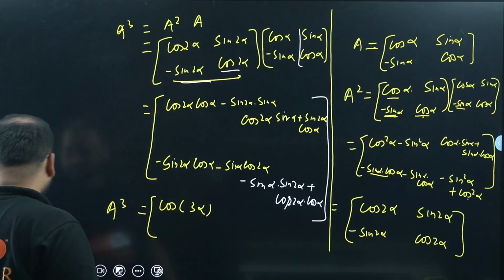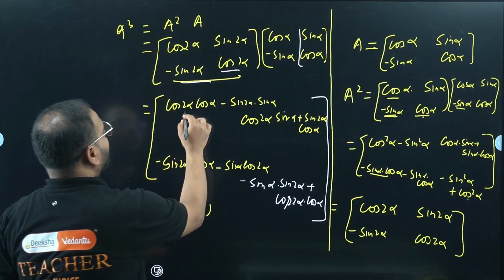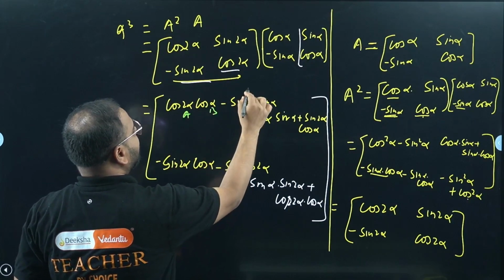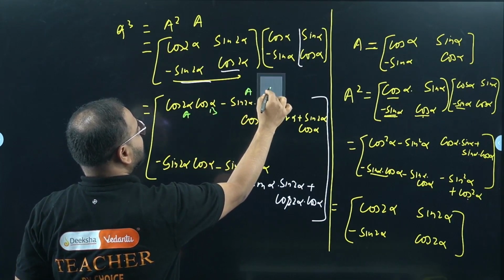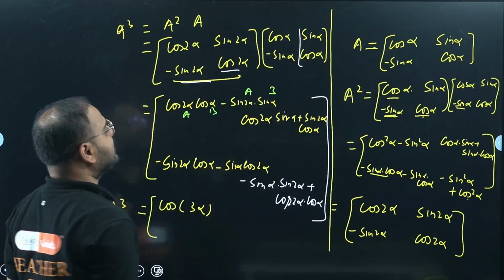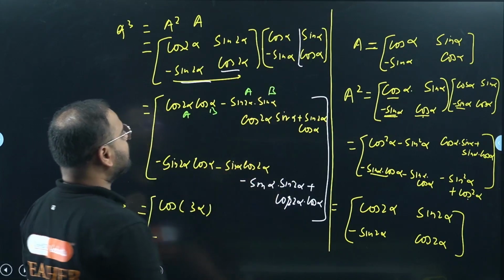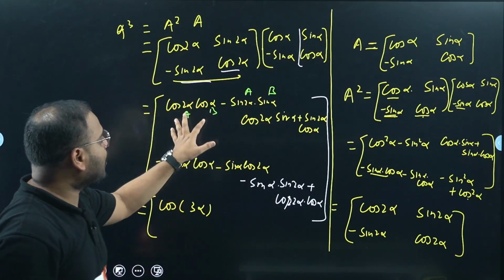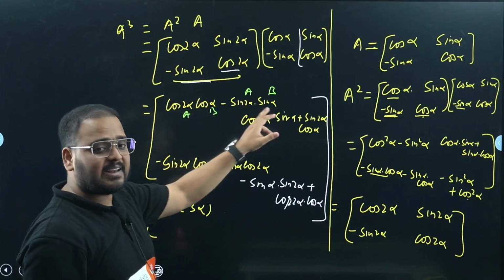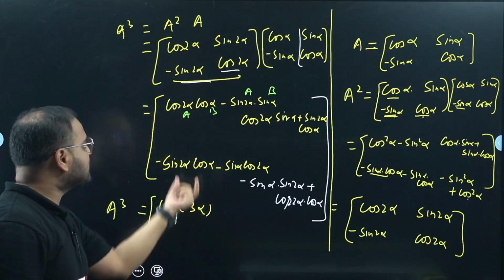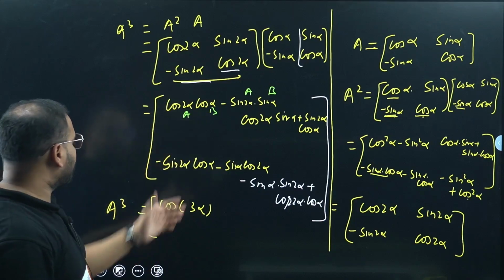Remember, I'll write it here if you want me to. Cos a sin b and sin a cos b. So this will be, sorry, sin a sin b. This will be cos a cos b, sin a sin b with a negative sign. Cos of a plus b, which is 2 alpha plus alpha, will be 3 alpha.